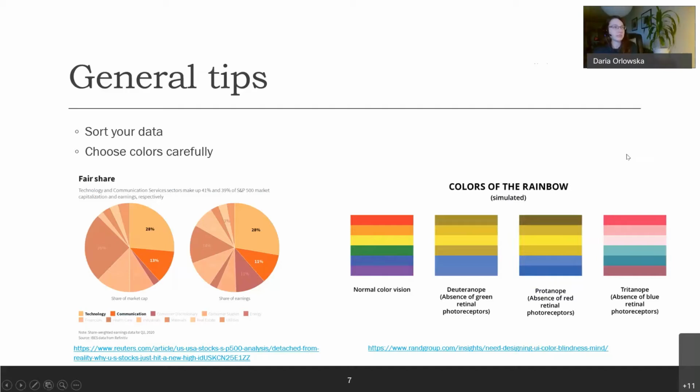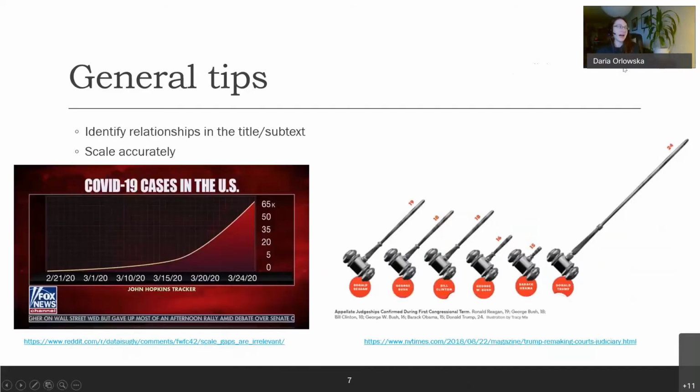More tips. Identifying a relation within the title and subtitle is important. Telling the audience what they're looking at is always a good thing. You should be able to look at your visualization and orient yourself. And scaling accurately is also important, and we'll get into lying or misleading your audience.